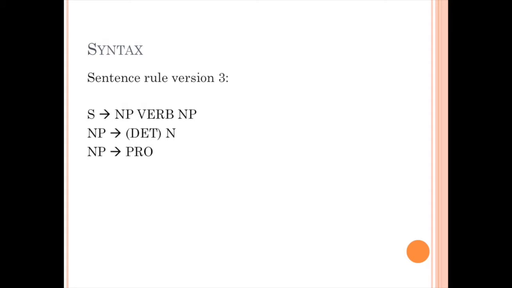So now we can rewrite our earlier rule to make it even more succinct, while giving us even more information. This is sentence rule version 3 now: a sentence consists of a noun phrase, a verb, and a noun phrase. A noun phrase consists of an optional determiner and a noun, or a noun phrase consists of a pronoun. Now we have said that a noun phrase can have a determiner, but it isn't necessary. And we show that by putting the determiner in parentheses. That shows that it's optional.